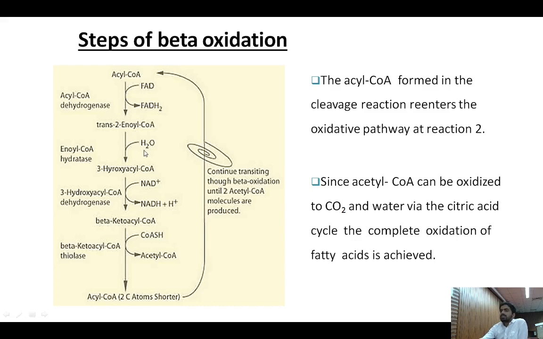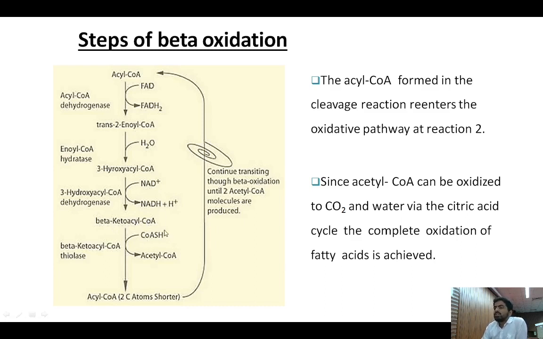In the next step, this trans-enoyl coenzyme A will incorporate one water molecule with the help of enoyl coenzyme A hydratase, forming hydroxyacyl coenzyme A. Now this hydroxyacyl coenzyme A, with the help of the enzyme hydroxyacyl coenzyme A dehydrogenase requiring NAD plus, forms ketoacyl coenzyme A, and at the same time it forms NADH.